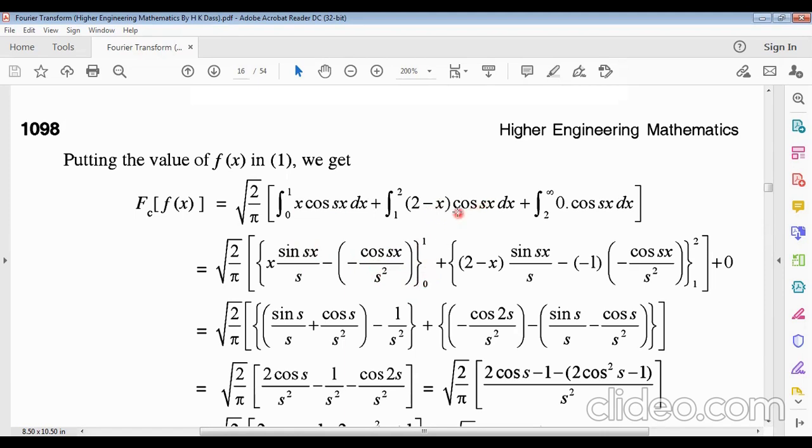Similarly, using the UV process, u into the integration of v, that means the integration of cos will be sine, dividing with the coefficient of x, minus the differentiation of u. The differentiation of 2 minus x will be minus 1. And the integration of sine s is minus cos, dividing with the coefficient of x, that means s square, and the integral limit will be 1 to 2 for this. And the third integration will vanish because 0 into anything, so plus 0.